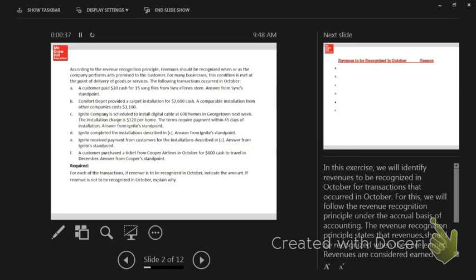So you want to start, you flip it over, there's plenty of room to do the work on the next page. A, B, C, D, E, F, there's journal entries. You are answering as if you are in October, all right? And you're answering from Sync's point of view, all right? So a customer paid $20 cash for 15 songs from Sync's eTones. So what is the journal entry that Sync is going to record?